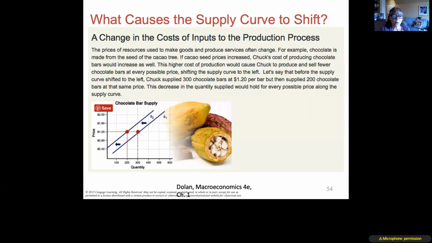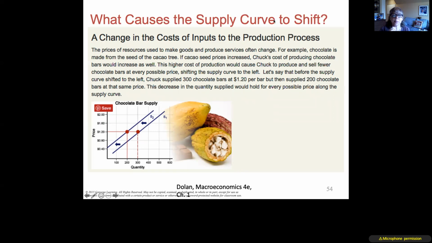In our example of the chocolate bars, one of the inputs into bars is obviously chocolate, and chocolate comes from the seed of the cocoa tree. That is a cocoa tree seed. If the seed prices increase, then the cost of producing candy bars would increase as well. So at every single price point, it would cost them more to produce, so they can literally produce less. So what it will do is it will shift the supply curve inward.